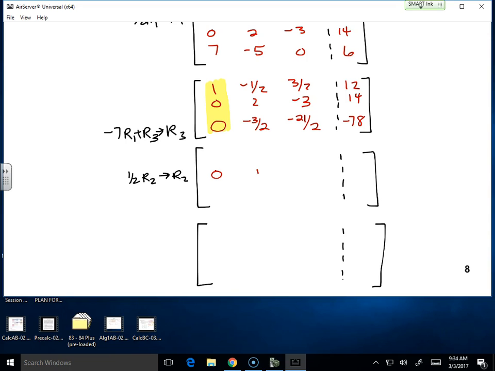1/2 times 0, 1/2 times 2, 1/2 times negative 3, 1/2 times 14. Row 1 is good. Row 1 and 3 stay the same. Establish the 1.